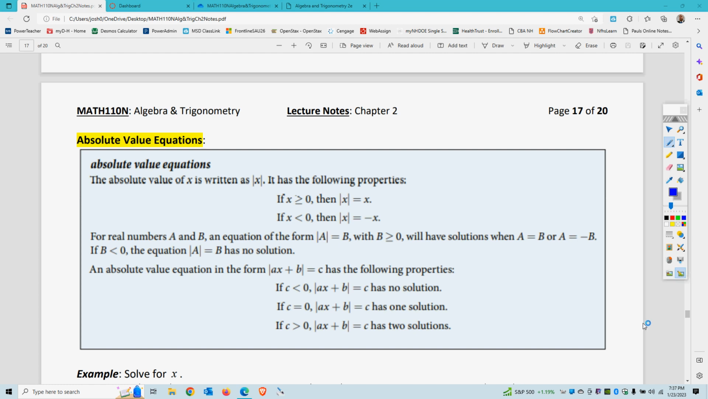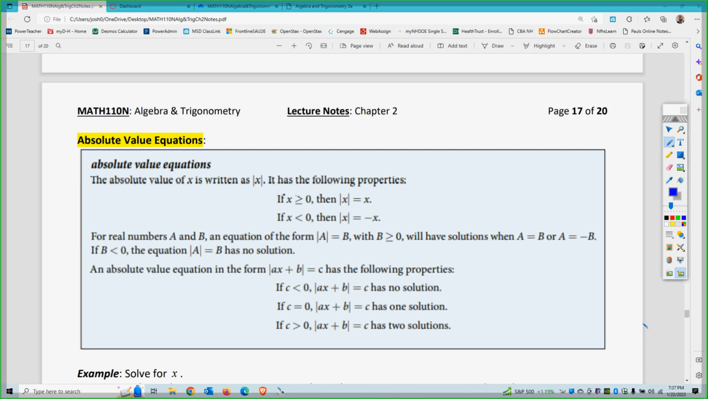This is Professor Pelton. This is part 4 of chapter 2, section 6. Now we're going to do the absolute value equations. Absolute value is another grouping symbol we've talked about in the past.